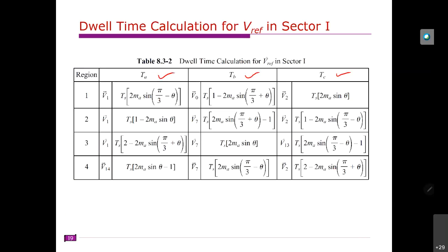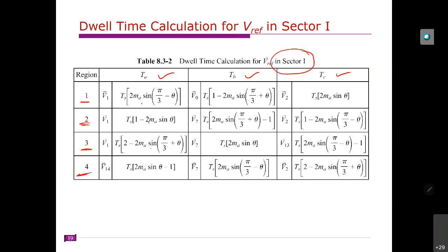You need to separate the real and imaginary terms for the V reference. So you will get these values for Ta, Tb and Tc for the different regions. You have regions 1, 2, 3 and 4. So this example is for sector 1.